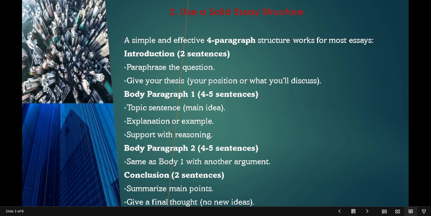Essay structure. And then the best structure to use is the 4 paragraph structure. It is the best. You have your introduction, you have your body 1, you have your body 2, and then you have your conclusion, or your concluding paragraph.